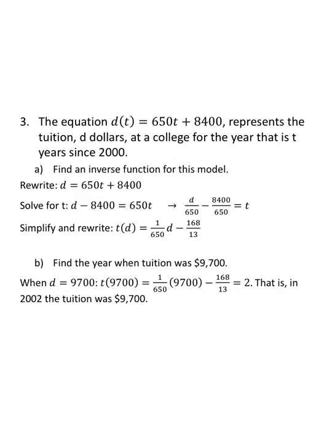The equation d of t equals 650t plus 8,400 represents the tuition, d dollars, at a college for the year that is t years since 2000. We're going to find an inverse for this model. Now, we talked about an inverse earlier in h of x. And that was just a generic function. And when we have a generic function, we switch x and y.